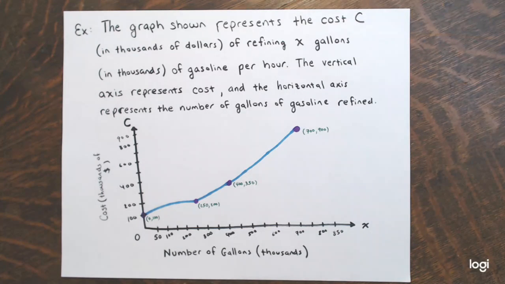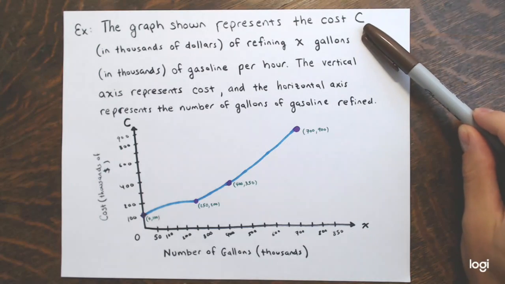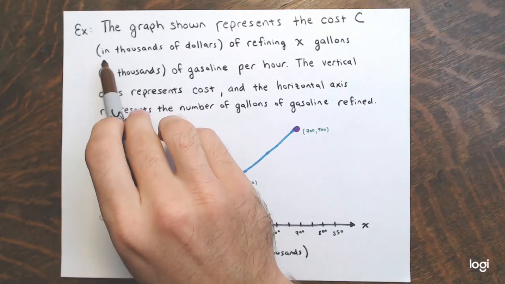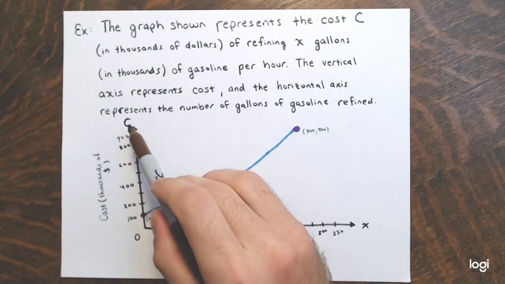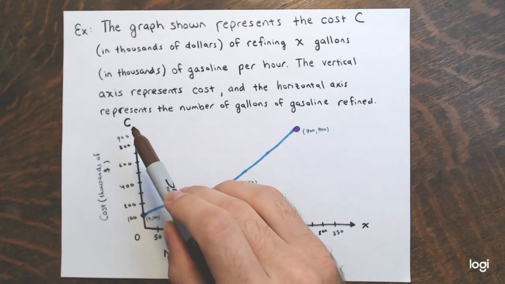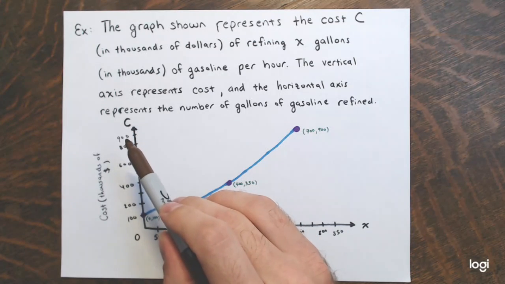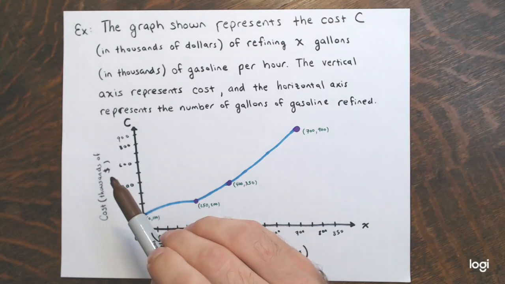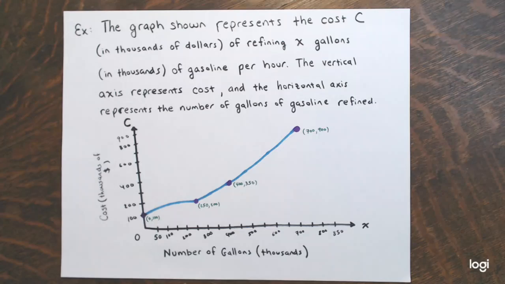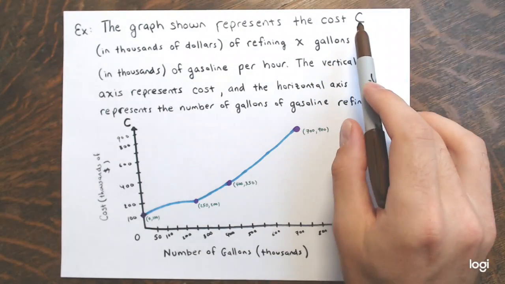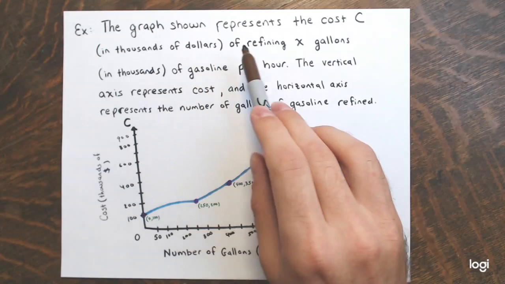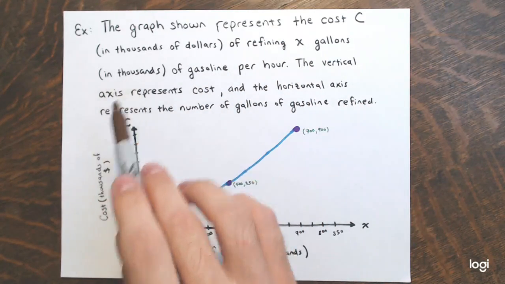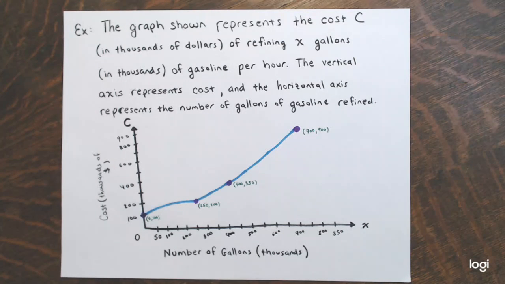So the graph shown represents the cost, represented by this capital C, and the cost C is in thousands of dollars, right? So when you're seeing down the vertical axis here, capital C, that 900 means $900,000. That's $800,000, $600,000, right? So the graph represents the cost C in thousands of dollars of refining X gallons of gasoline per hour, where this X represents thousands of gallons of gasoline per hour.